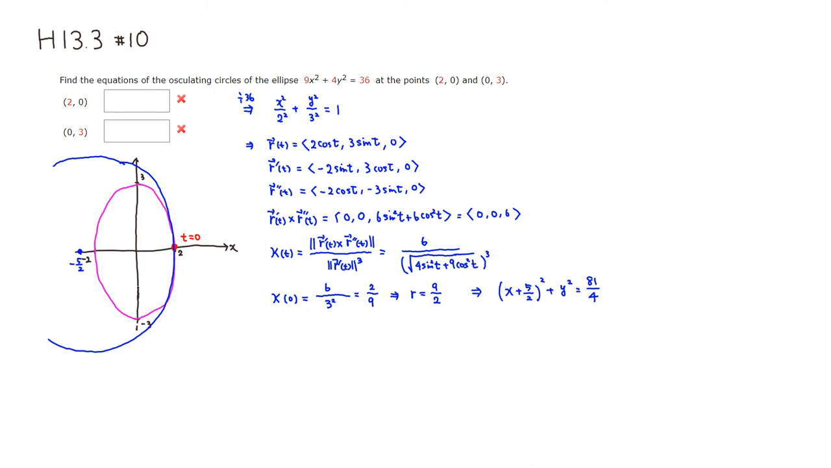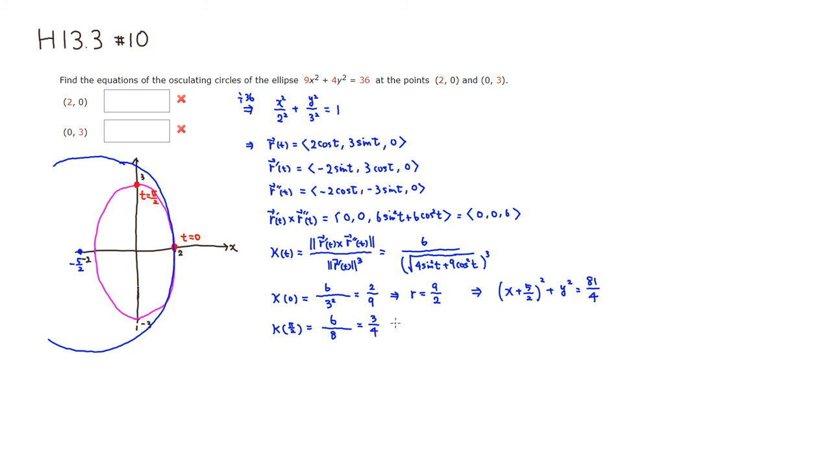All right, so the only difference is we are talking about a different point. It's at (0, 3). Now we're talking about this point. All right, this is where t is equal to pi over 2. Right, so we just have to find the corresponding curvature. So curvature at t equals pi over 2 would be, all right, 6 on top. That doesn't change. All right, so sine of pi over 2 is 1, and the cosine of pi over 2 is 0. So it's going to be square root of 4, it's 2, and cube it. So it's going to be 6 over 8, which is going to be 3 over 4.